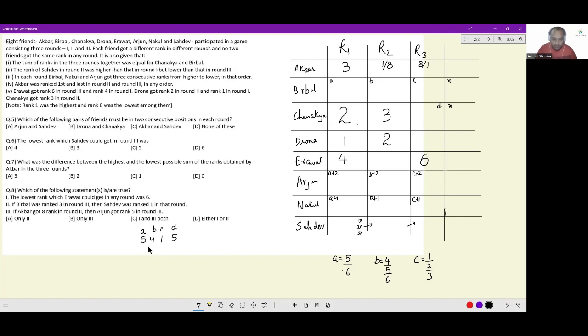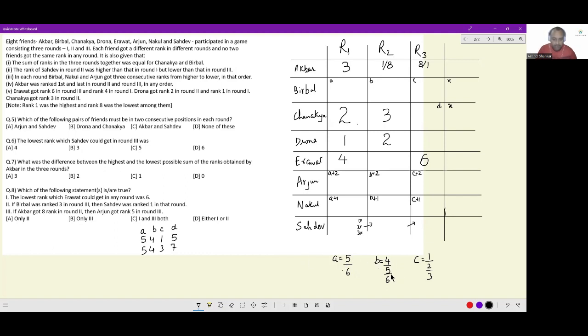So how about 5, 4, 2? 5, 4, 2 would be Birbal, sum of ranks is 11. So Chanakya would need a 6, but 6 is already with Irawat. So 5, 4, 2 is not acceptable. How about 5, 4, 3? 5, 4, 3 would mean the sum of ranks for Birbal is 12 and Chanakya would need 7 more. So that is also possible. 5, 4, 3 and D turns out to be 7. This is an acceptable case. Okay. And all cases with 5, 4 are taken care of.